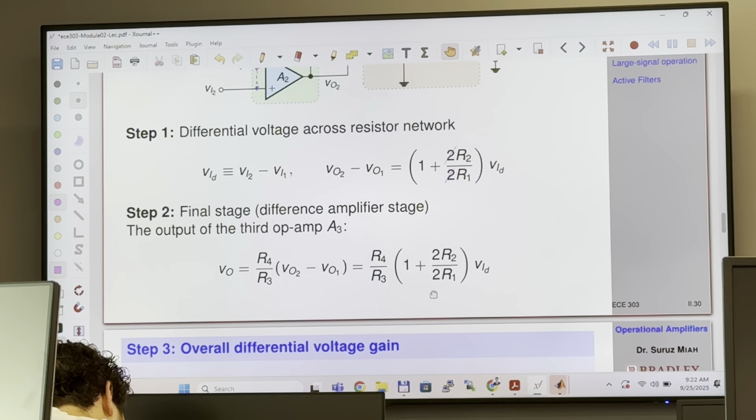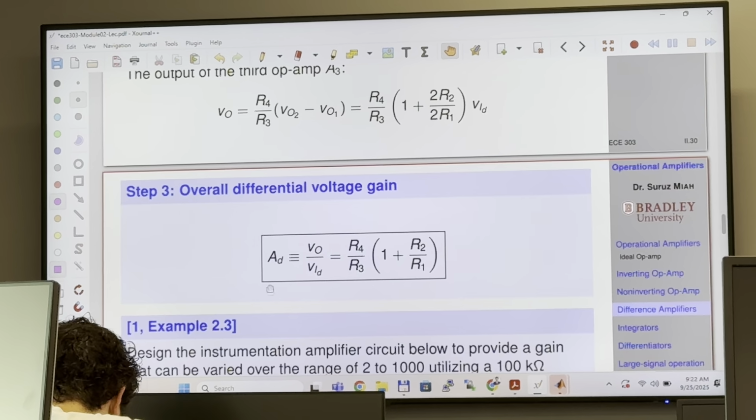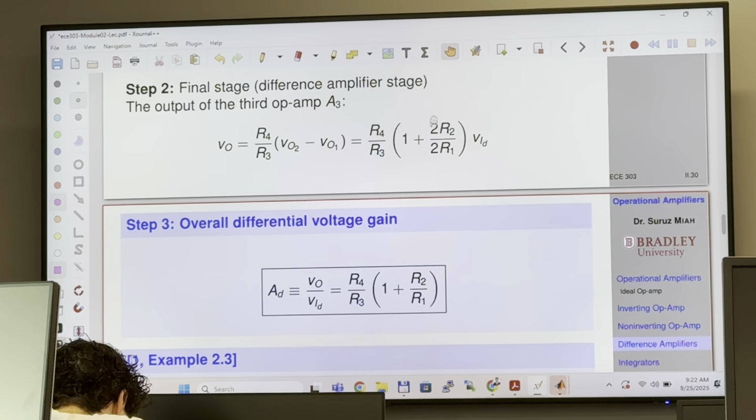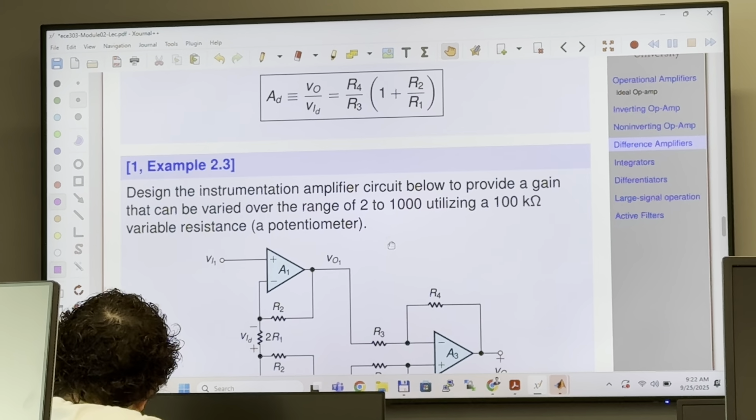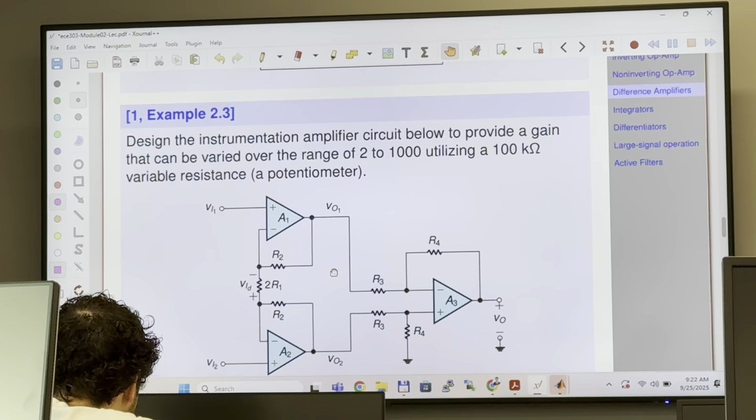So this is the eventual expression for the output of the instrumentation amplifier. So overall gain is going to be Vout over VID, the overall gain is going to be R4 over R3 times (1 plus R2 over R1). So we have one example. The author has provided a nice solution.